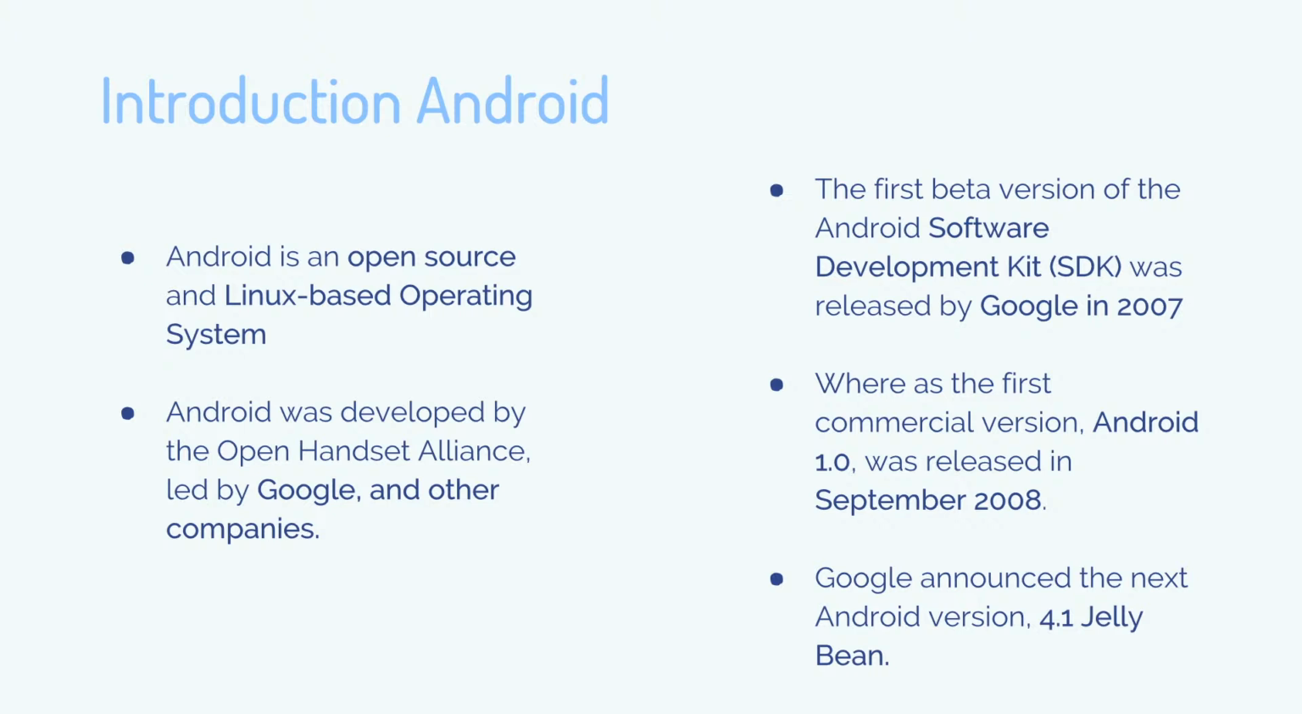Android is open source. Android was developed by the Open Handset Alliance, led by Google and other companies. The first commercial version is Android 1.0, released in September 2008.